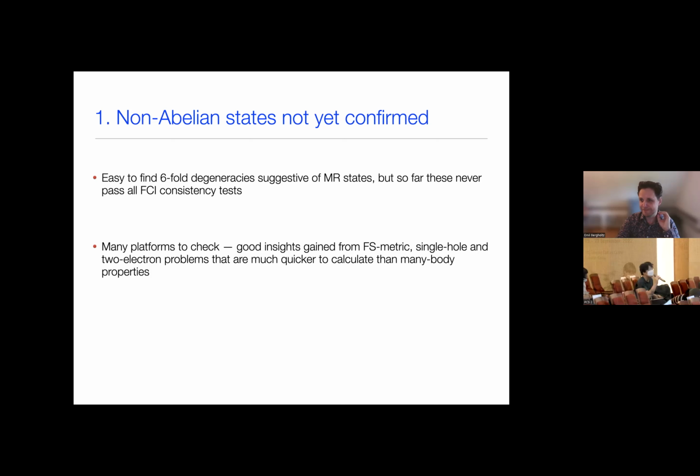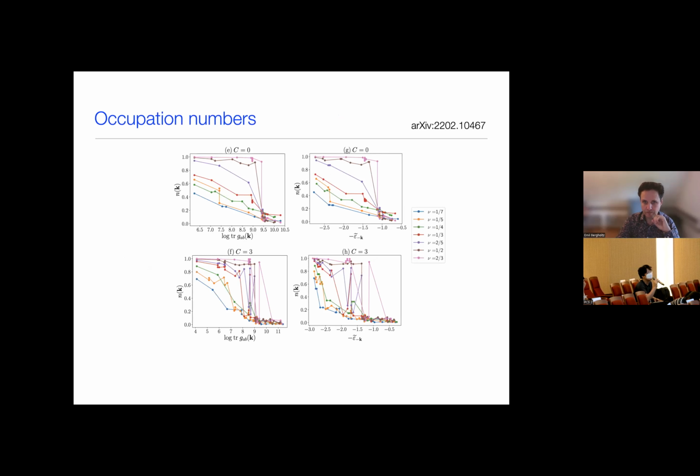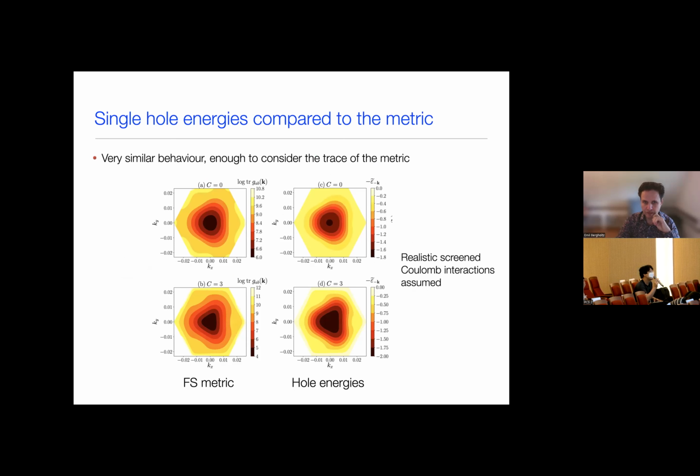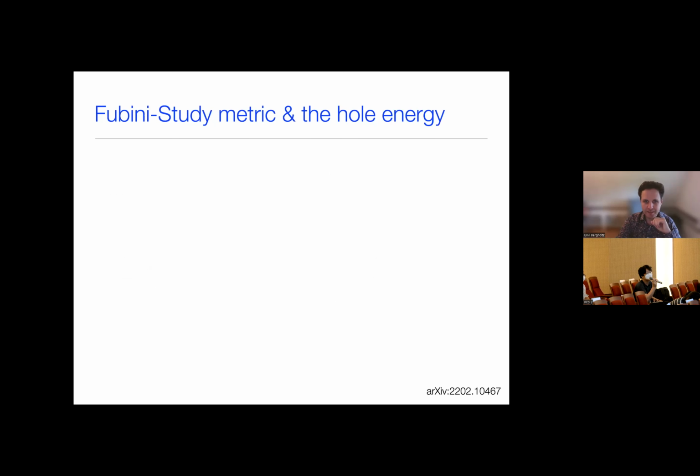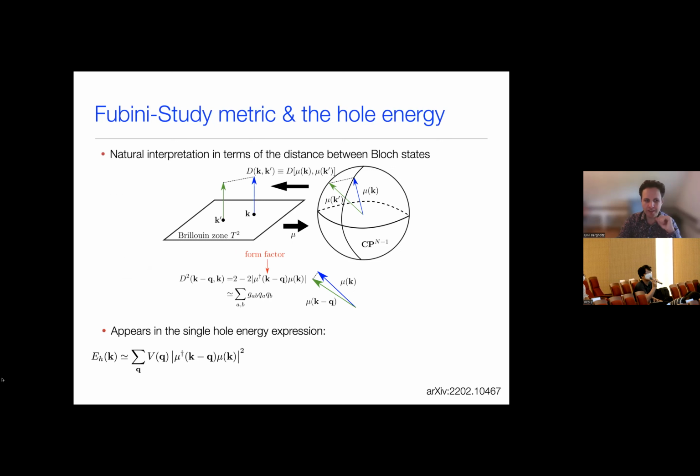So you showed that the hole dispersion and the Fubini-Study metric show a similar behavior. Is there a physical way to understand the relation between them? Well, in principle, there is not much of a relation, except that if you look at the expression for the hole energy, it contains this mu dagger mu term that multiplies the potential, and the potential can be anything, but for realistic potentials, this turns out to be the important thing. And this term occurs in the definition of the Fubini-Study metric.